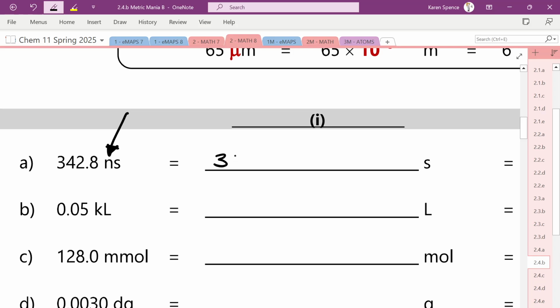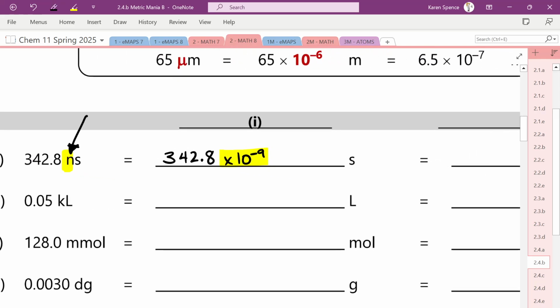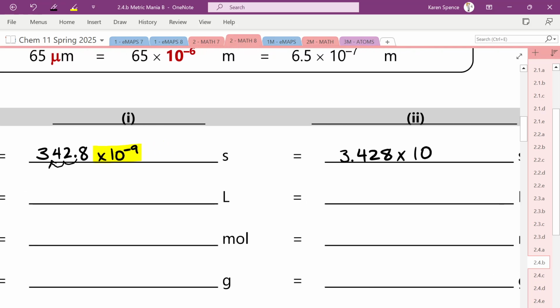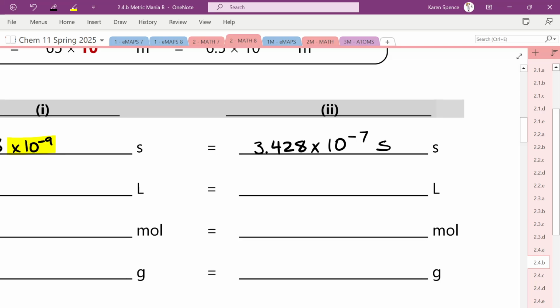So I'm going to have still 342.8. And then my nano is going to be replaced by times 10 to the negative 9. And then that's plain old seconds. It's in no notation, which is why there's another equal sign. And then we would take this and convert it into scientific notation. Move your decimal place 2 places to the left. 3.428 times 10 to the... That got smaller, so that has to get bigger, -7. And that's -7 seconds. Okay? I know the seconds are over there, but they look too far away, so I just added them in again.